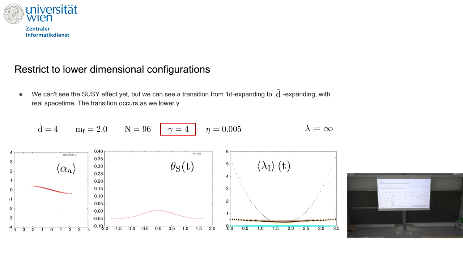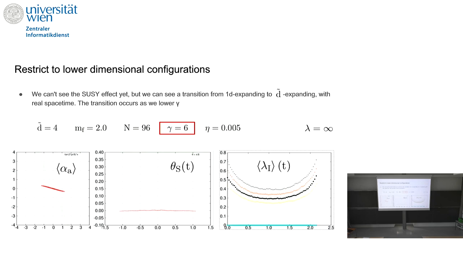That now is increasing gamma. And you see qualitatively, the behavior is similar, although the range of time has been suppressed. This has become a little bit more complex. And then at gamma equals 6, we lose the one-dimensional expansion, and we have an SO(D~) symmetric universe. Of course, the other dimensions are artificially kept to 0. We are at lambda equal infinity here. Okay, so this might correspond to the symmetric phase of the model.